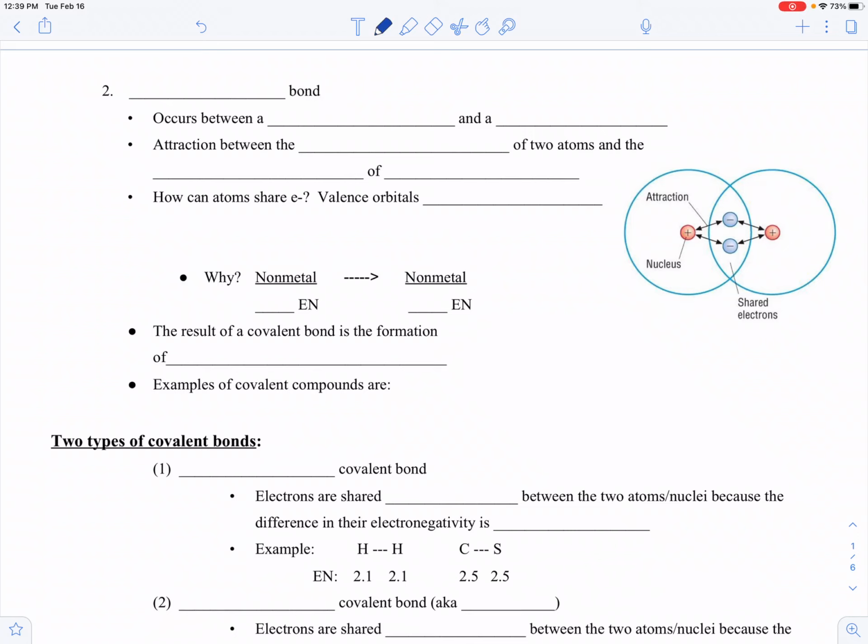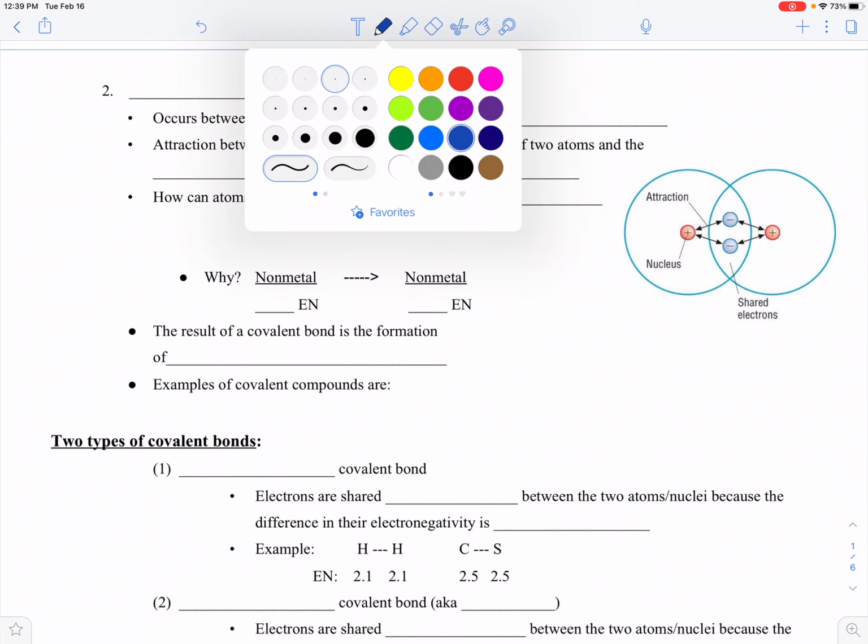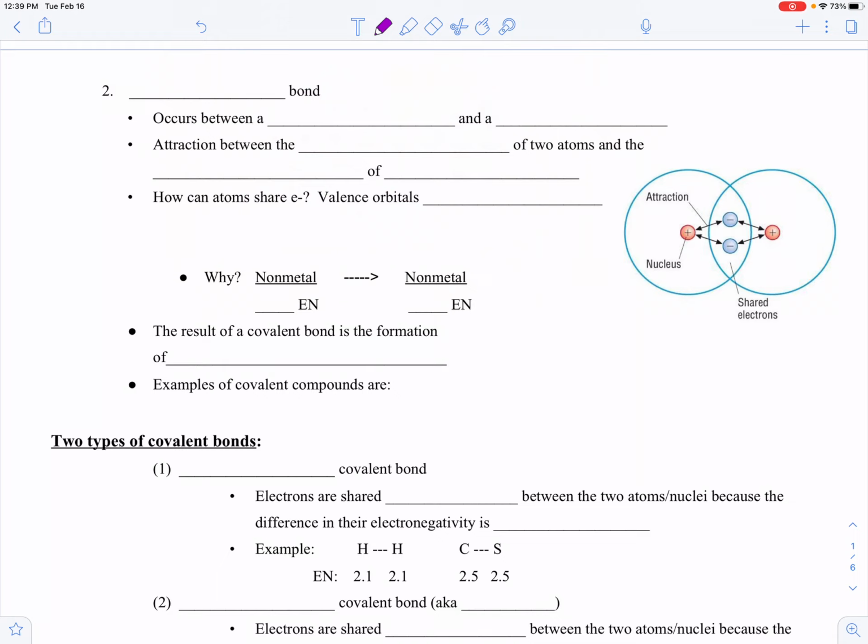These set of notes are going to go over covalent bonds and briefly metallic bonds at the end of these notes as well. So covalent bonds happen between a nonmetal and another nonmetal. So these are not going to be ions that are forming. So ions are only for ionic bonds. In this case, it's going to be a nonmetal to a nonmetal.